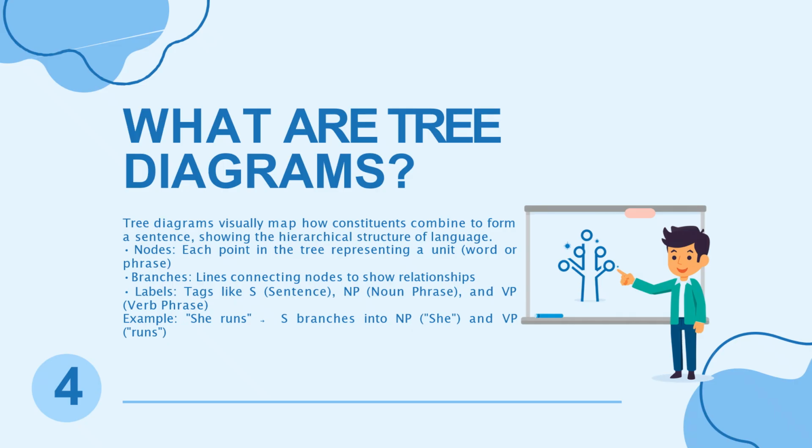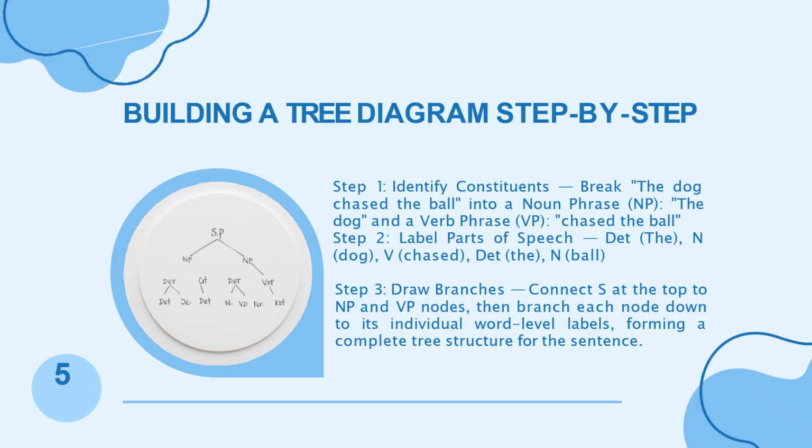Building a tree diagram step by step. Now let us see how to build a tree diagram. We will use the sentence the dog chased the ball. Step 1. Identify constituents. Divide the sentence into noun phrase and verb phrase. Here the noun phrase is the dog and the verb phrase is chased the ball. Step 2. Label parts of speech. Assign grammatical labels. Determiner the, noun dog, verb chased, then determiner the and ball is noun.